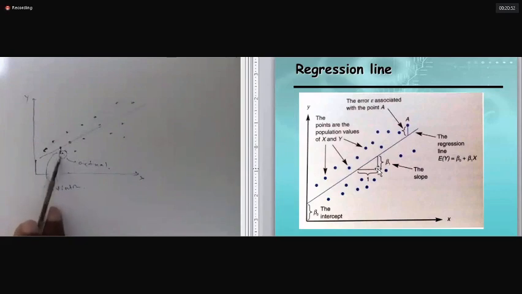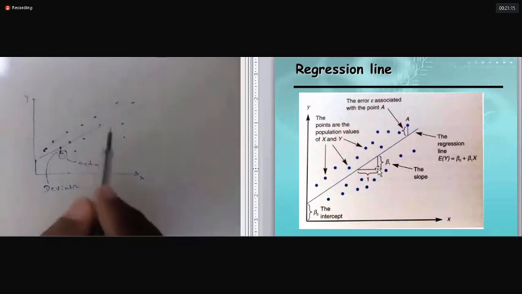So that means there is an error because we are going to estimate these values. We cannot represent all the points. We just draw a line to reasonably represent all the points. Reasonably represent means we cannot do exactly, but we want to minimize the deviation.